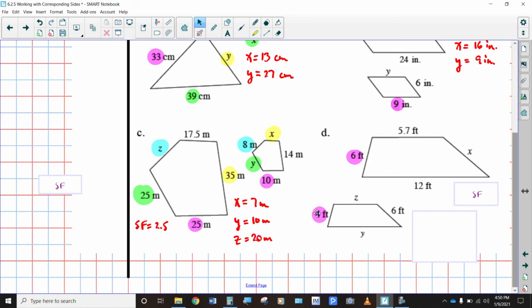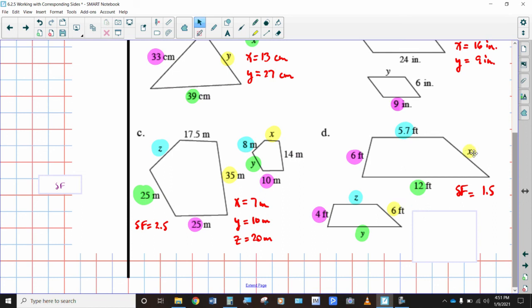And then for the last set, it looks like our scale factor is 1.5. And so let's look and see where we have our corresponding sides. X corresponds to the 6. Y will correspond to the 12. And Z will correspond to the 5.7. And we end up with, what do we go?